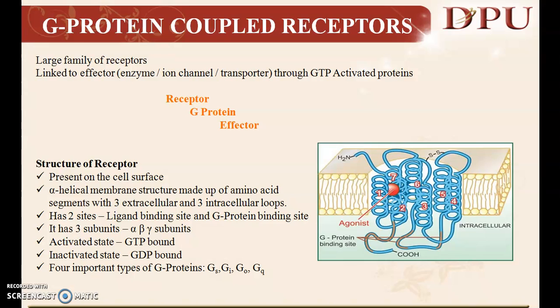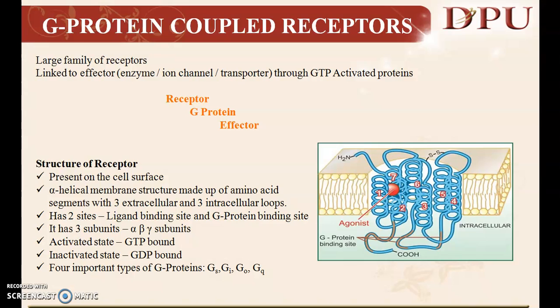Along with that G protein, there are three subunits, that is alpha, beta, and gamma. When the receptor is in inactivated state, that is when there is no drug bound to the receptor on its ligand binding site on the extracellular surface, at that time the receptor is GDP bound, guanosine diphosphate bound, and the alpha, beta and gamma subunits are together. But when a drug activates the receptor, it becomes GTP bound, and the alpha subunit dissociates from the beta and gamma subunits. So this is about the structure of the G protein coupled receptor.